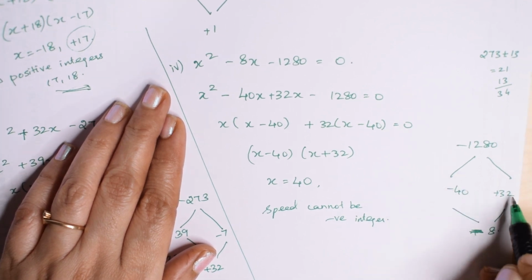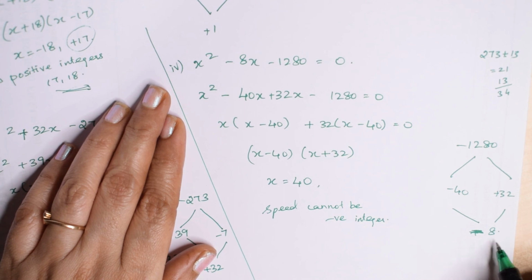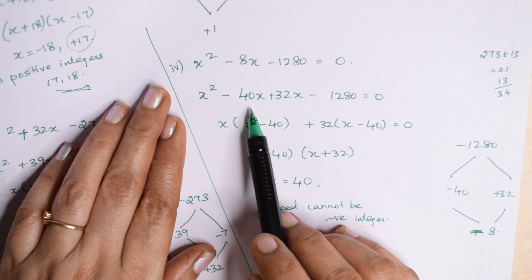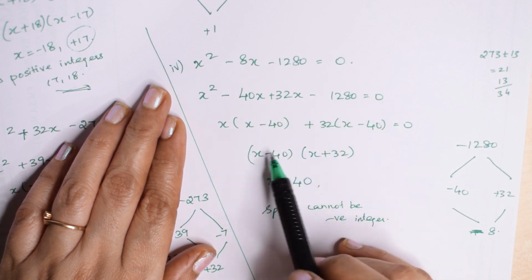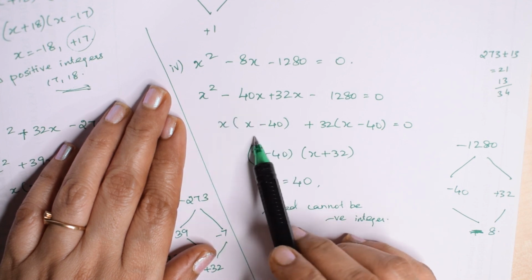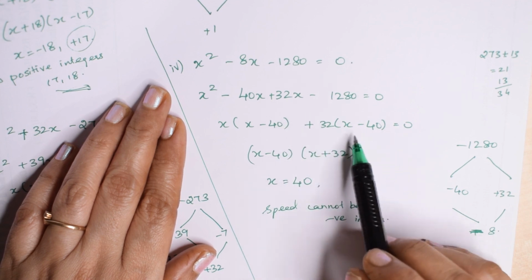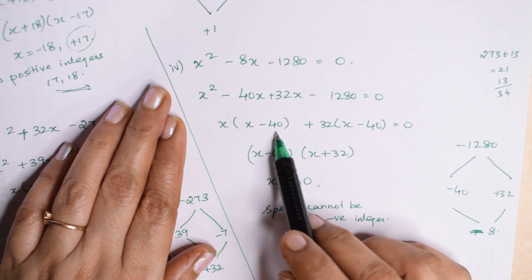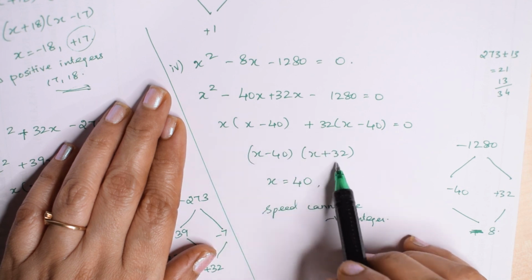So the product of the two numbers is minus 1280, and the sum of the two numbers is minus 8. So it makes the equation x square minus 40x plus 32x minus 1280 is equal to 0, and the common term x I am taking outside, x minus 40, and the common term 32, I am taking that outside. So x minus 40, 32 is outside. So x minus 40 is common for both the terms. So I am taking x minus 40 outside. The remaining is x plus 32.